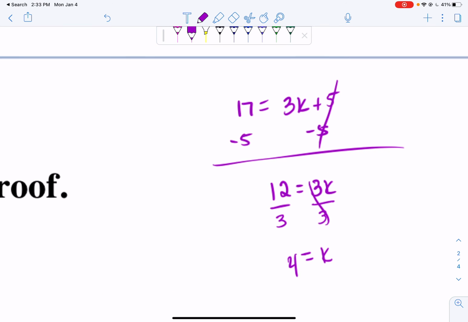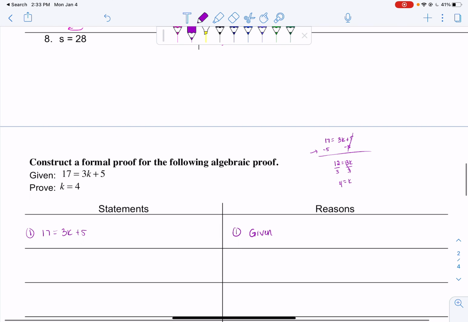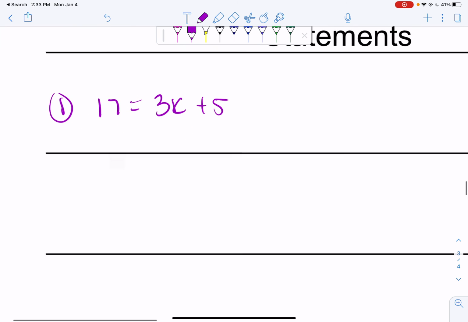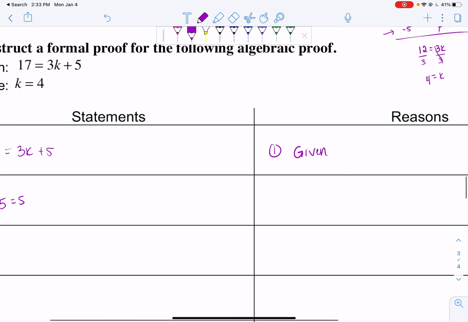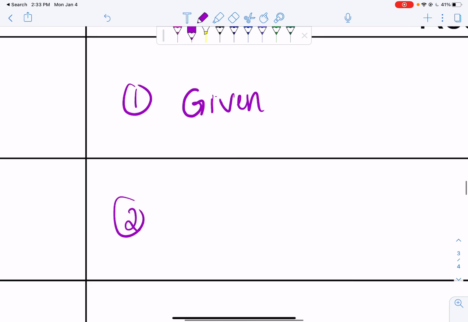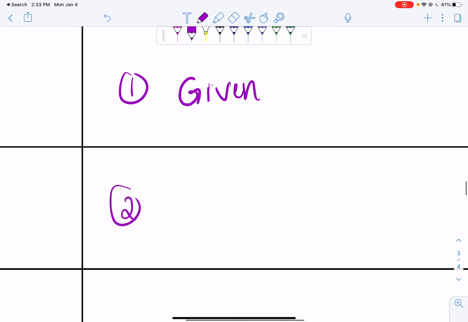So if you look, the first thing I did was right here, I subtracted 5. But before doing that, I need to say that 5 is equal to 5. So number 2, 5 equals 5, and that would be a good old reflexive, because we need to show every single step, and we need this step to appear in our proof. So our reasoning would be reflexive.